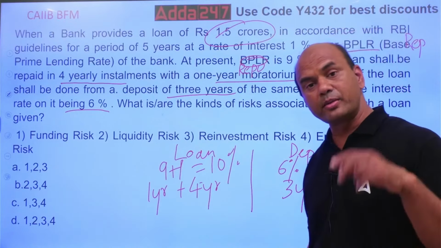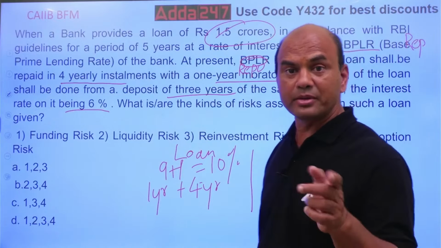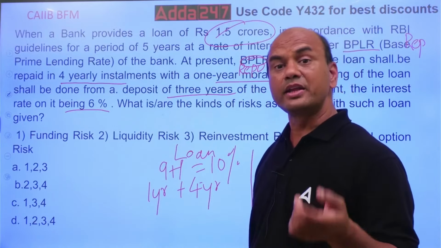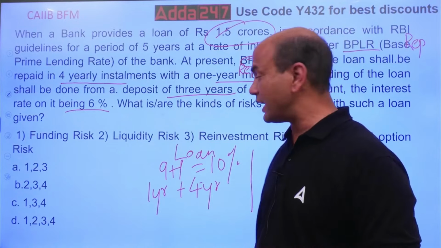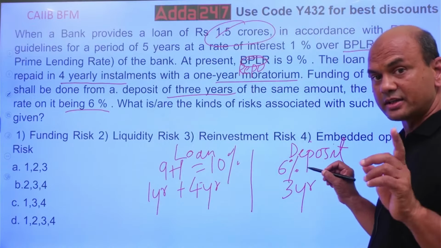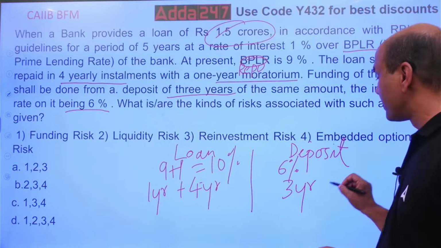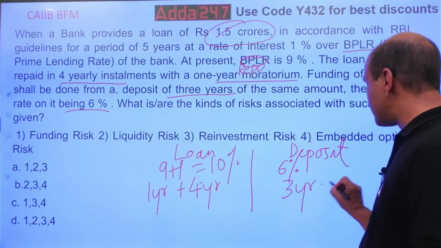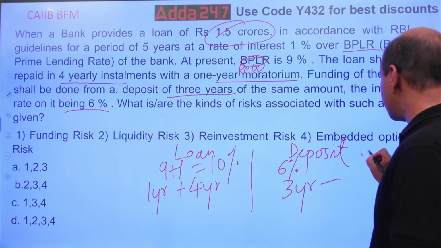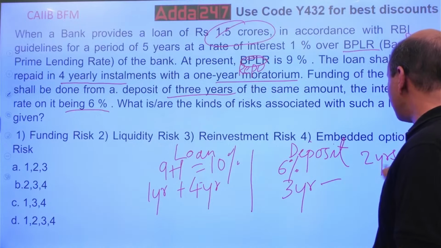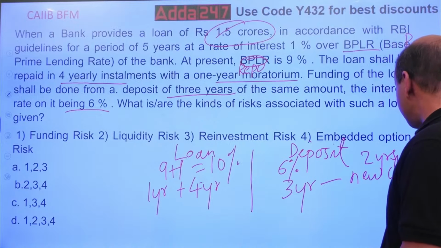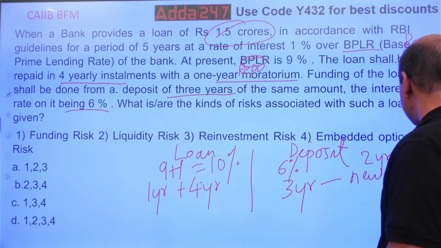So as per the RBI, you have to maintain that ALM, asset liability management bucket. So in that case, what will you do? You will have to find a new deposit. Understand the concept, whatever I am telling you. After 3 years, 2 years are remaining. For 2 years, you will have to find a new deposit of the same amount.